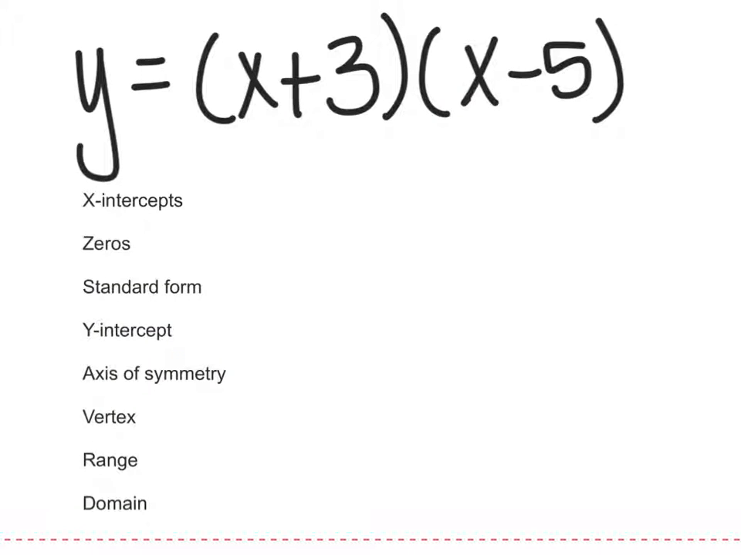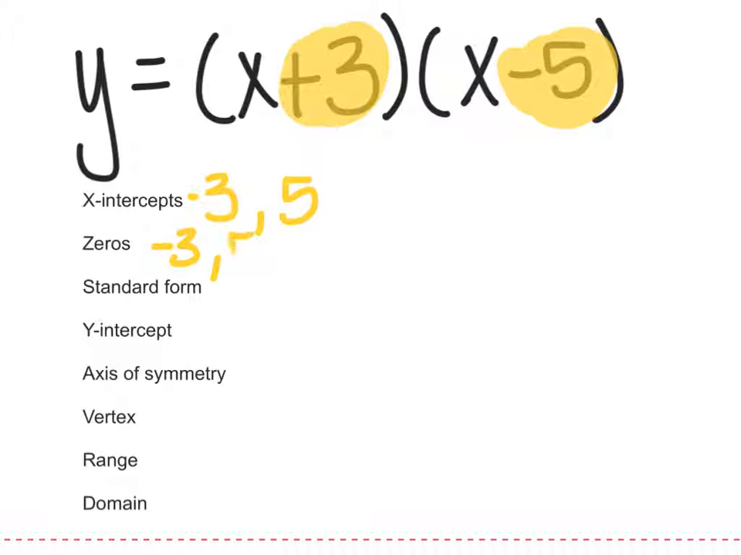So if I have y equals x plus 3 times x minus 5 and I want to find my x-intercepts, all I have to do is take my plus 3 and my minus 5 and switch their signs. So my x-intercepts are negative 3 and positive 5. And my zeros are also negative 3 and positive 5, because my zeros are the same thing as my x-intercepts.